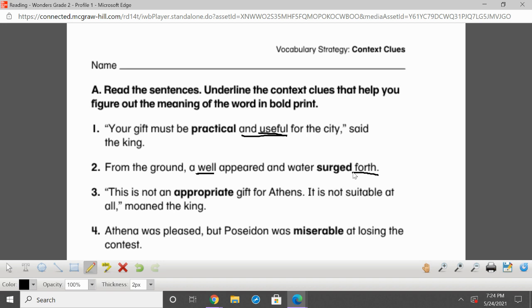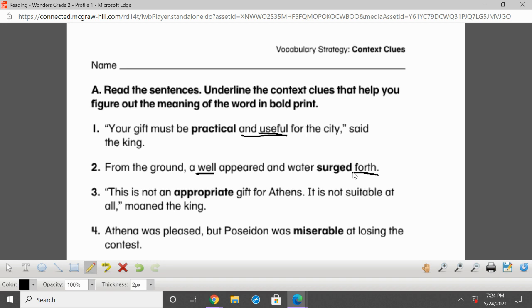Let's look at number 3. This is not an appropriate gift for Athens. It is not suitable at all, moaned the king. So appropriate is the word that we don't know what it means. So let's look for context clues to help us. So this is not an appropriate gift for Athens. It is not suitable at all.